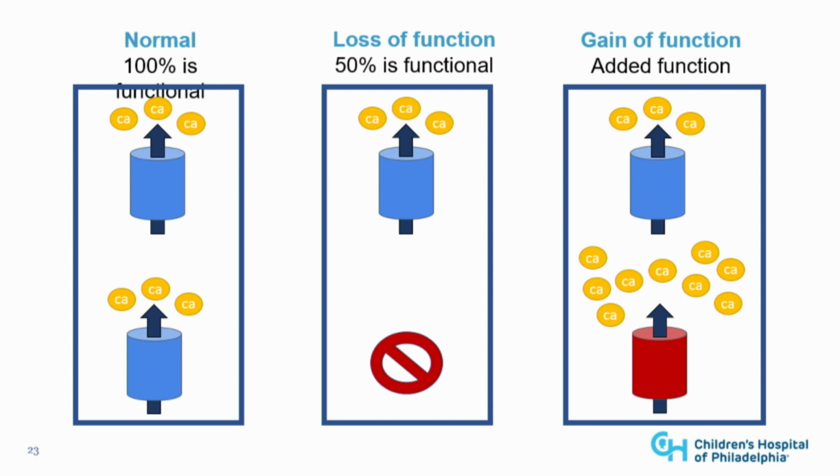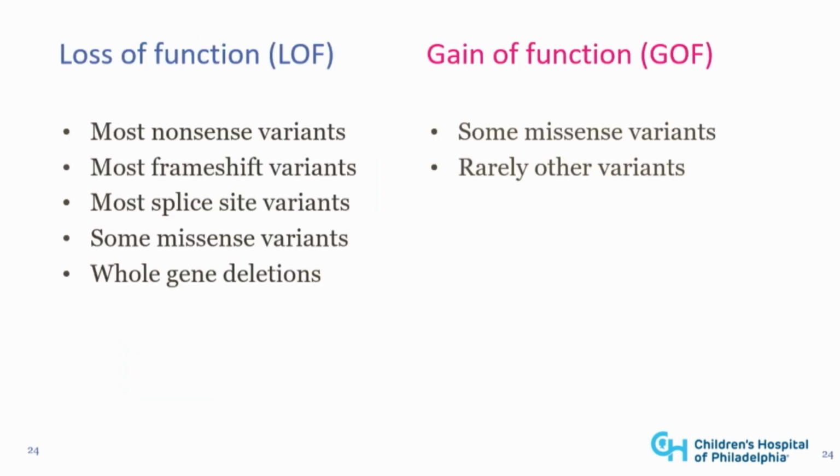Gain of function is when the change causes a new property to be added to the calcium channel. So in this example, it's showing that more calcium passes through than it's supposed to. In this case, the protein still gets made, but it's just not working the way that it was expected.